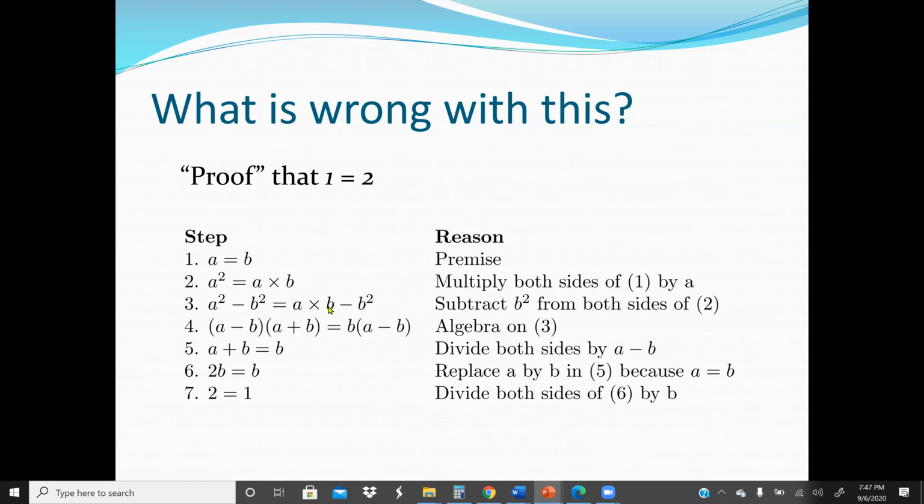And here we can see that b is common in ab minus b squared. So we take b out and have a minus b. We can see that a minus b on both sides will cancel each other, so we are left with a plus b equal to b, which is written as 2b equal to b, and 2 equal to 1. Solution: in step 5, a minus b is 0 by premise, and division by 0 is undefined.